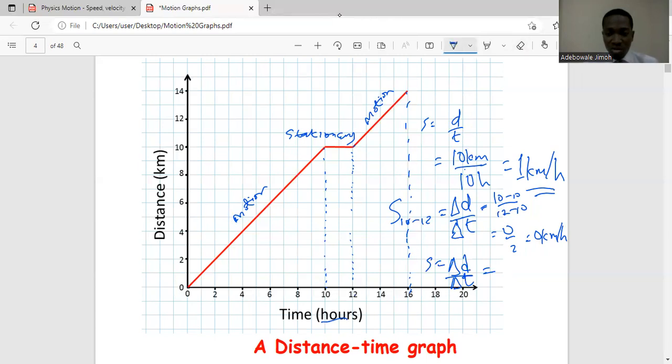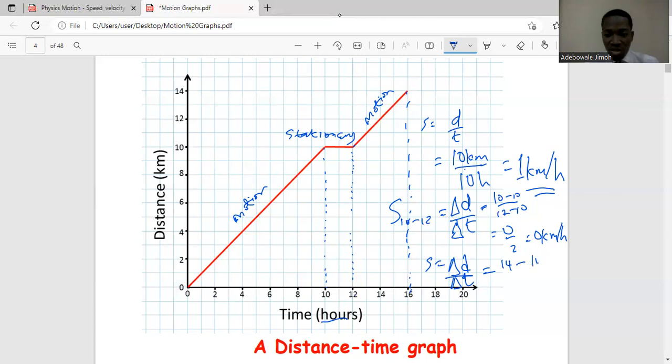Yes, so the time is from 12 hours to 16 hours. Let's pick the distance at 16 hours. At 16 hours, our distance was 14 kilometers. So we have 14 minus, at 12 hours, our distance was 10 kilometers.